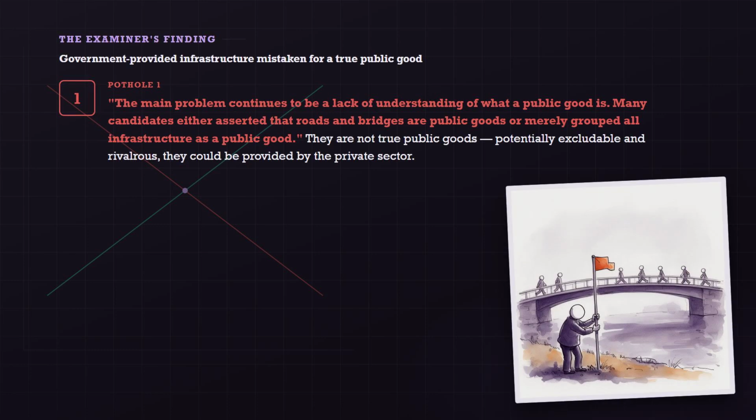Here's a well-documented finding. Government-provided infrastructure mistaken for the actual definition of a public good. The main problem continues to be a lack of understanding of what a public good is. Many candidates either asserted that roads and bridges are public goods or merely grouped all infrastructure as a public good. They are not true public goods because of their characteristics of being potentially excludable and rivalrous. They could be provided by the private sector.